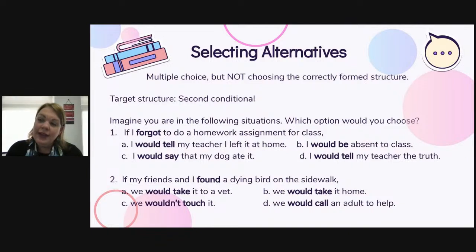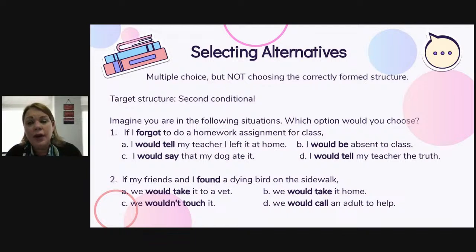But when I read this activity out loud, I would say, if I forgot to do a homework assignment for class, A, I would tell my teacher I left it at home. B, I would be absent to class. C, I would say that my dog ate it. Or D, I would tell my teacher the truth. Do you see what I'm doing with my voice? Where I'm emphasizing the target structure.